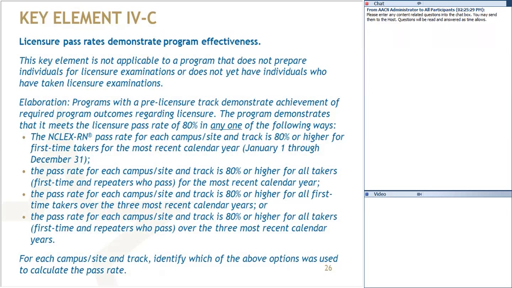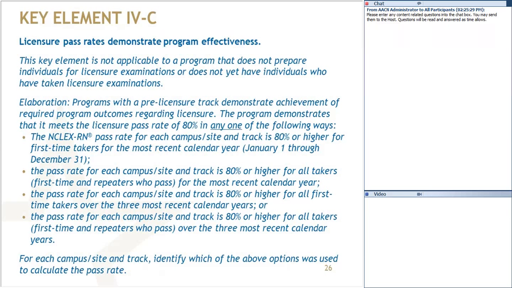So we're going on to key element 4C, and this has to do with licensure pass rates to demonstrate program effectiveness. Like we talked about with 4B, this key element is not applicable to a program that does not prepare individuals for licensure examination or does not yet have individuals who have taken the licensure examination. The program may be a graduate level program that doesn't do entry level preparation, could be an RN to BSN program. For any of those programs, this key element would not apply. Or this new program that has not yet had individuals that have taken the licensure examination.